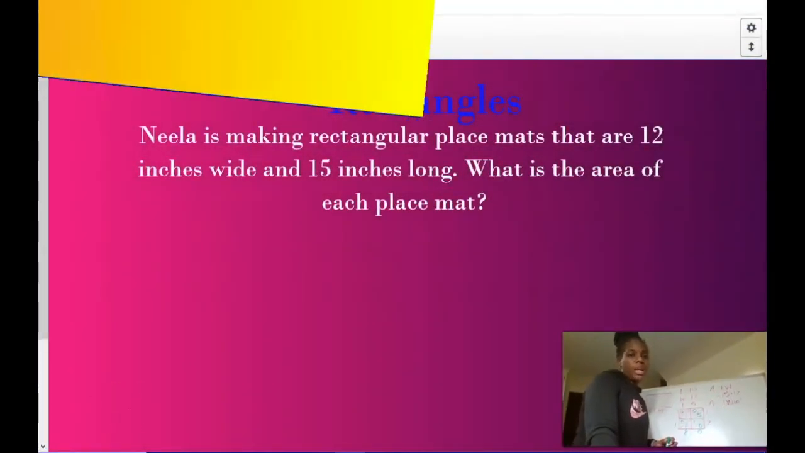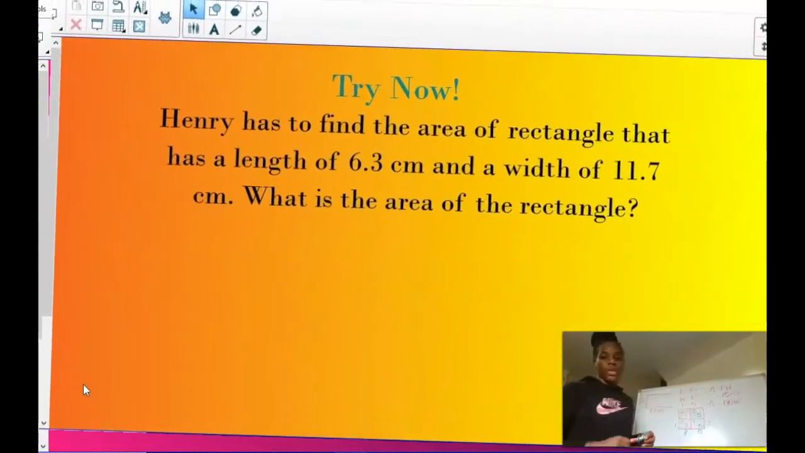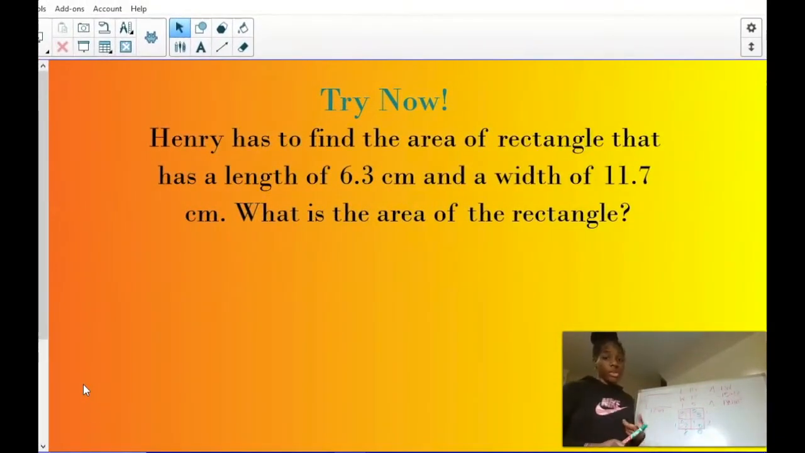Now I want you guys to go ahead and attempt this problem on your own. Make sure that you draw your image out, label the length and the width accordingly, and then go ahead and solve the problem. For this particular problem, I'm going to use the calculator. So once you finish solving it on your own, you will use the calculator with me to see if your answer is the exact same. I'll give you guys a moment to do so.